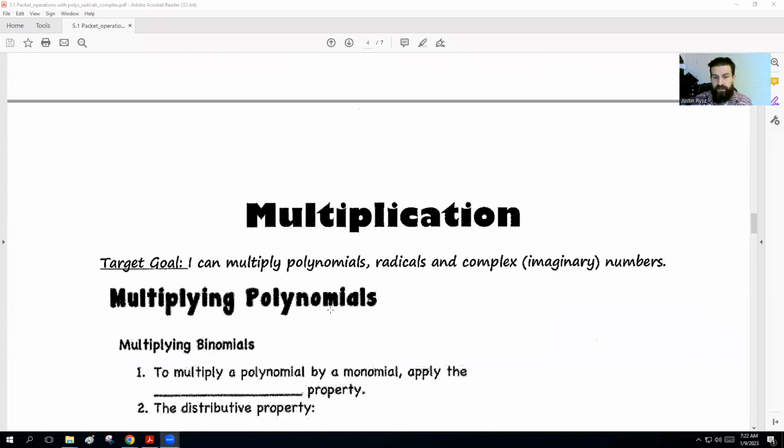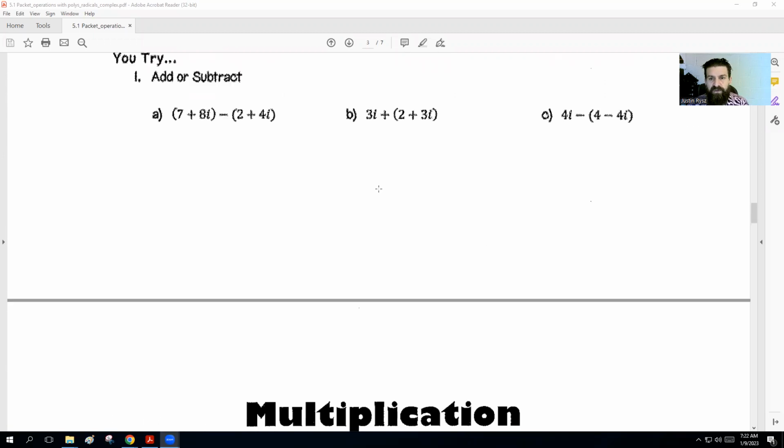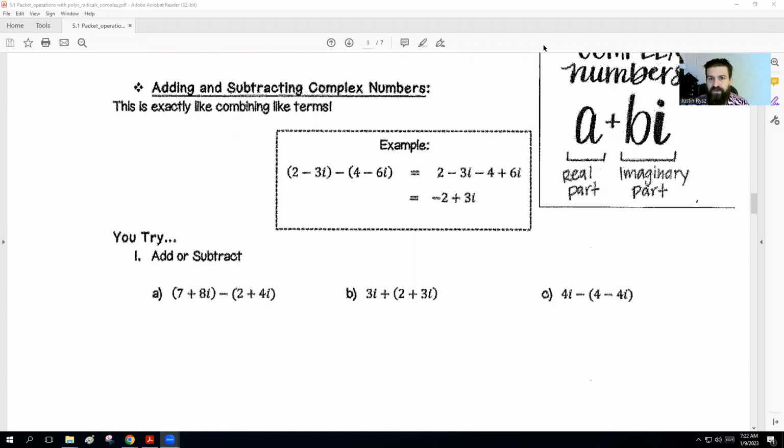Okay, we're going to pause it right there. We'll worry about multiplication next, but if you have any questions, make sure you ask.